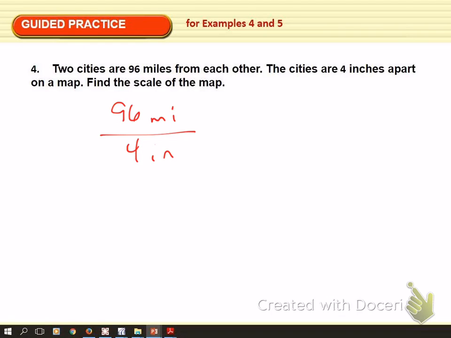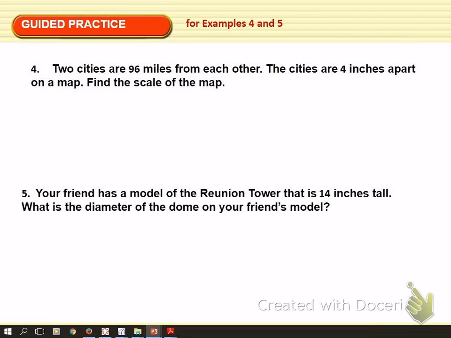I want to divide 96 by 4 so that I can get my denominator to be 1. When you do, you get 24. So every inch on the map corresponds to 24 miles of actual distance. That's different than the last question we had to answer. Okay, one more here. Your friend has a model of the Reunion Tower. So we're back to the Reunion Tower. But your friend's model is 14 inches tall. If it's going to be a scale model, what does the diameter of the dome for your friend's model need to be?